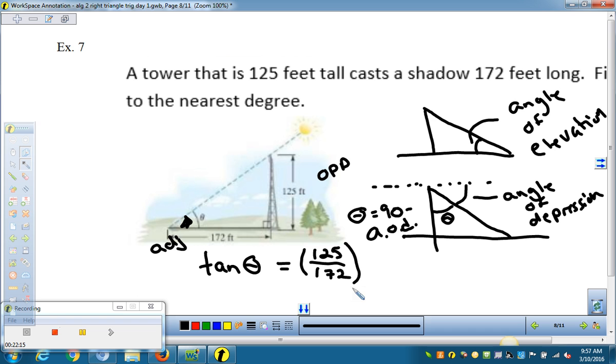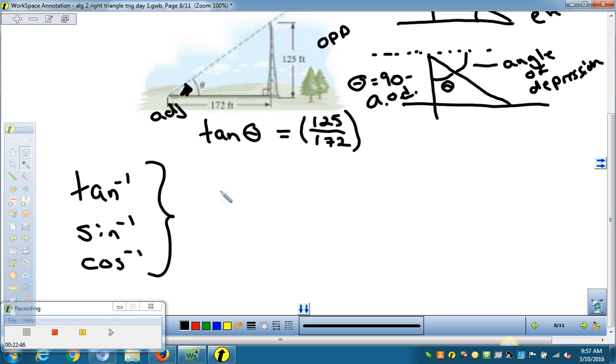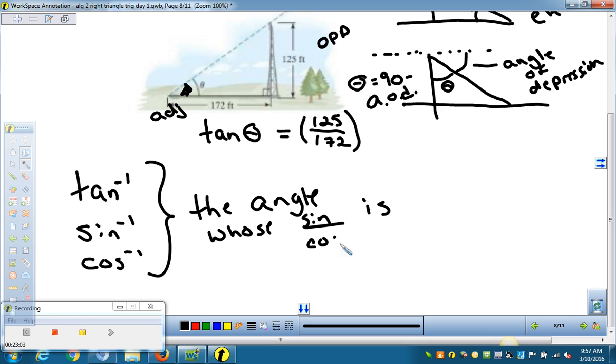Basically, we want to undo tangent. And to undo tangent is called the inverse tangent. So if you look at your calculator, to get inverse tangent, use the second tangent button. I always remember that if I see inverse tangent, or inverse sine, or inverse cosine, I read that as the angle whose sine, cosine, or tangent is. When you see tan inverse or sine inverse, you are finding an angle. The angle whose sine is, or cosine is, or tangent is.